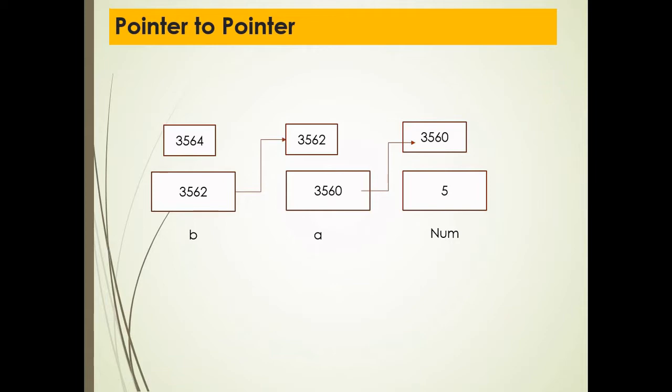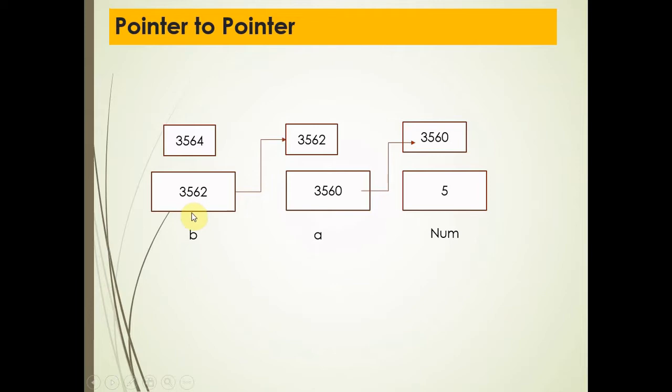So when you print the value at A, asterisk A, it will be 5. Value at A means the address stored at A, its value, whatever address is stored at A, that's the value. So at the address 3560 there is the value 5 stored. So value at A means the value at the address of num, so the value will be 5.